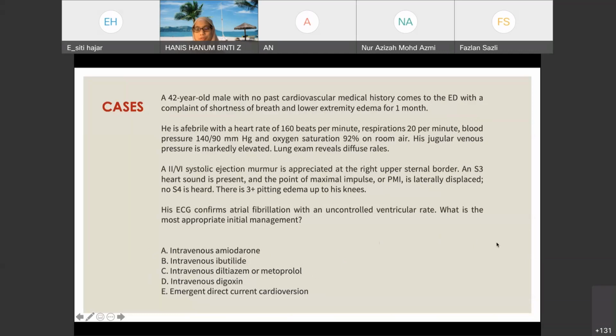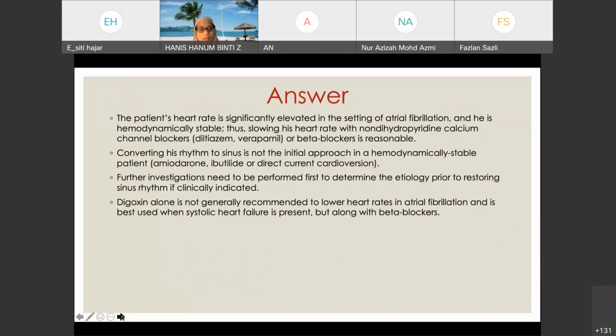Okay, so I'm going to close the poll now. I can see that the majority answered IV CCB or beta blockers first. Now this is the answer here. The patient's heart rate is significantly elevated in the setting of AF and he is hemodynamically stable. Thus, slowing his heart rate with non-dihydropyridine CCB or beta blockers is reasonable. So you're right. The answer is C.